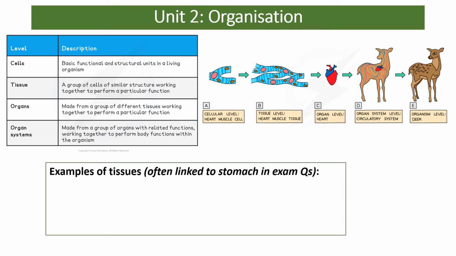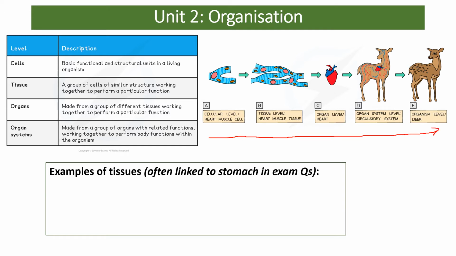So we start this module with the area of organisation, and organisation shows us how a living thing moves from being the smallest part of us, which is a cell, up to the whole organism level. We go across several different levels, from the cellular level, which in this example is a heart cell, or a muscle cell of a heart, to a tissue level, which in this case is a muscle, to the organ level, which in this case is the heart. Then the heart is part of the organ system, the circulatory system, and that's part of the whole organism.